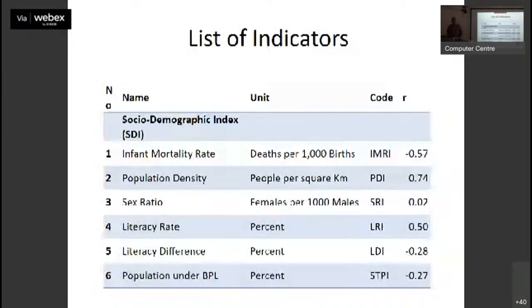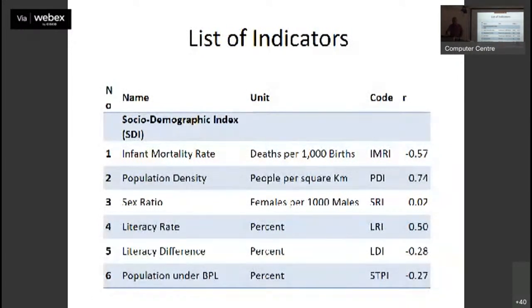Socio-demographic index: infant mortality, population density, sex ratio, literacy rate, literacy difference, population under poverty line. These are the 6 variables we have selected under socio-demographic index. Infant mortality rate, and all are relative terms, not absolute ones, because we are converting into rate or ratio. Literacy rate, literacy difference, and population under BPL.